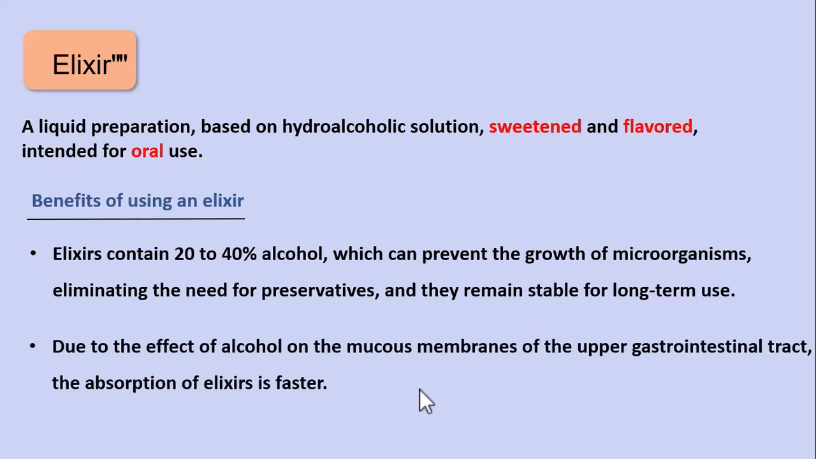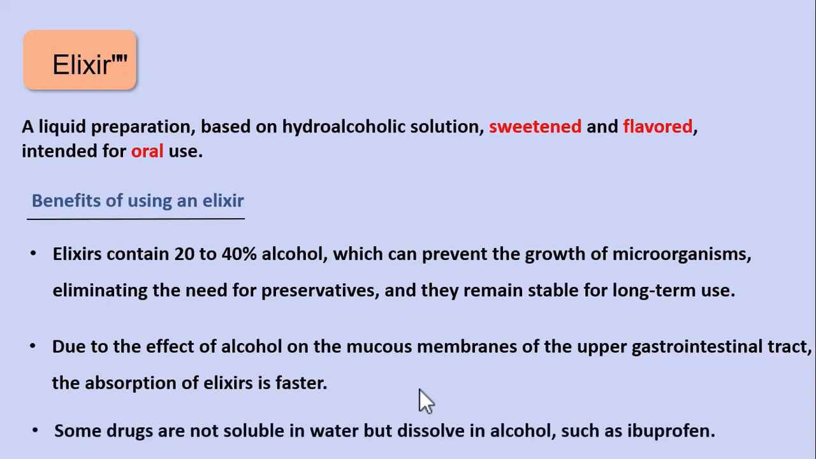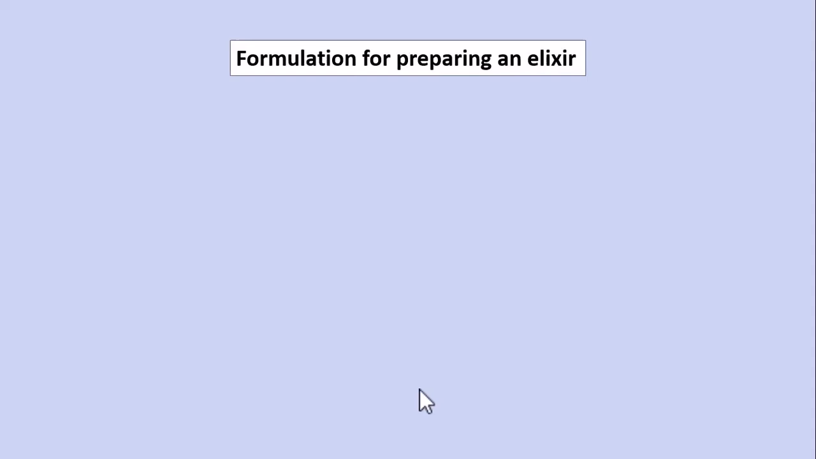Another benefit of elixirs is that since alcohol has a greater effect on the mucous membranes of the upper digestive tract, elixirs are absorbed more quickly than other oral products like syrups. And another main benefit of elixirs is that there are some medicinal substances that do not dissolve in water. We cannot make syrups from them, but they do dissolve in alcohol, like ibuprofen. That's why we dissolve these substances in alcohol and prepare them as elixirs.